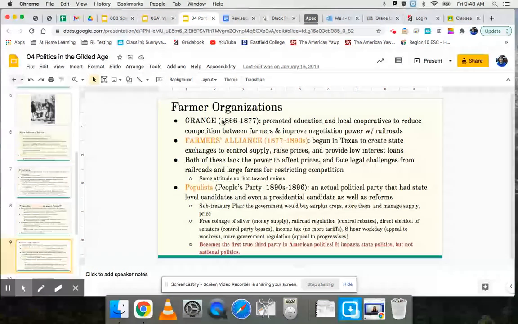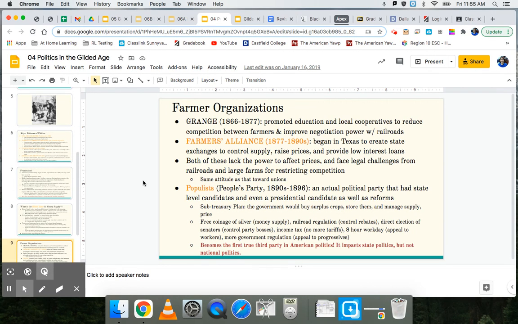But what begins to happen is they realize that that's not enough influence, right? So they start to embrace a group called the Farmers Alliance that actually starts in Texas, and they begin to advocate for what are called state exchanges, and these state exchanges are meant to control supply. So as the Farmers Alliance begins to coalesce around creating more of a statewide organization, the idea is that there would be these state exchanges that would buy up surplus crops and be able to hold on to them in order to control supply, and that controlling supply would then raise prices, right? So it's kind of an attempt to influence the market, if you will.